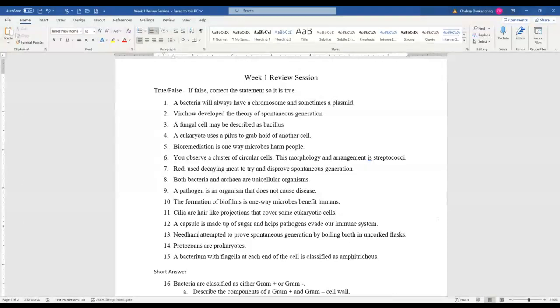Okay, because this unit will snowball. Before you move on to new stuff, you're going to want to have this stuff committed to memory, okay? All right, let's go ahead and start.